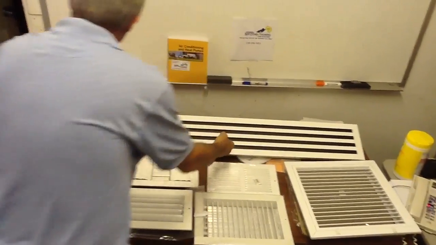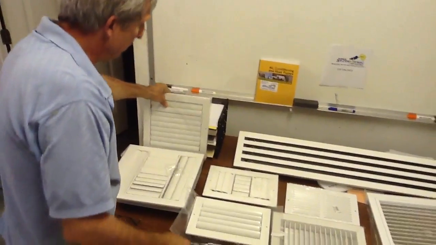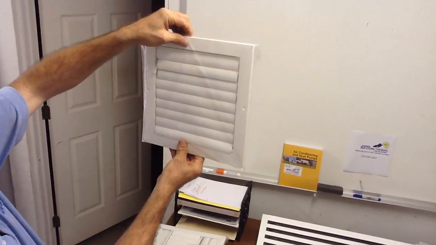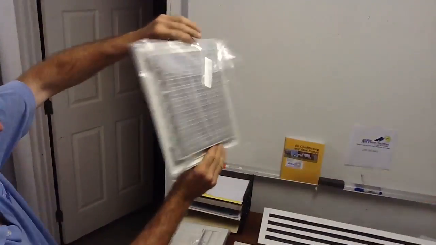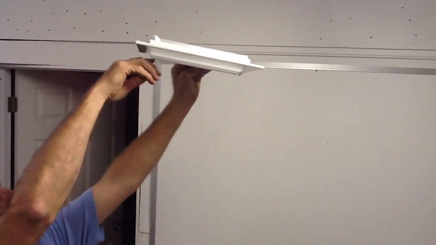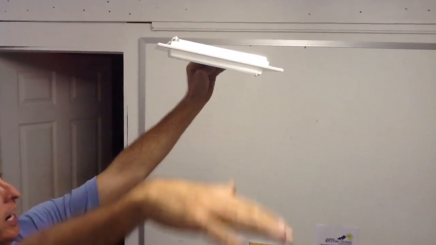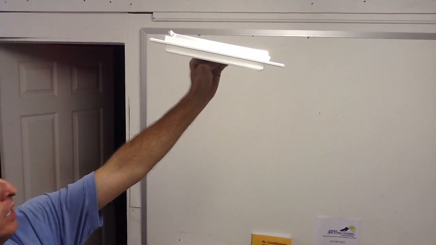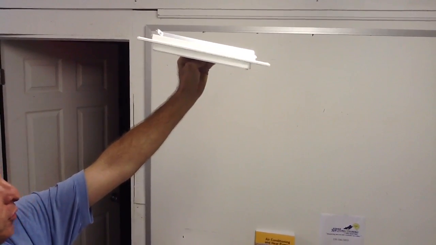The next thing we're going to talk about is this is a 10 by 10 one-way grill. And this type of grill goes on the ceiling. Here's one right here. And that's the reason they call it a one-way grill, because it goes on the ceiling and it blows the air out one way. But you ask the question, what if I need to blow the air two ways or three ways or four ways?